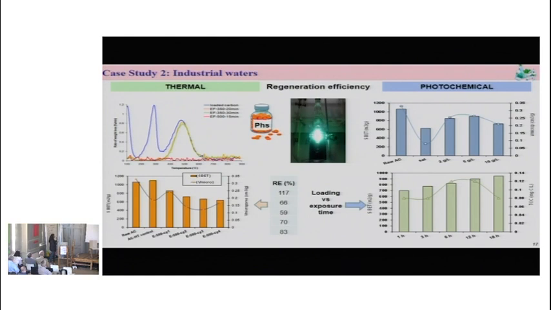We see that after a few cycles, we have 4 cycles here, we have some clogging of the porosity, but still the adsorption capacity is pretty decent, so at least we can reuse them. This is the efficiency of the regeneration.